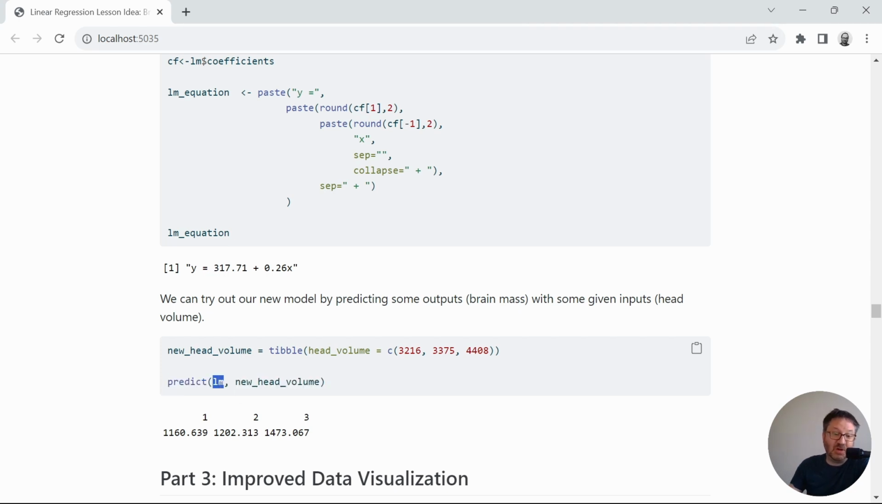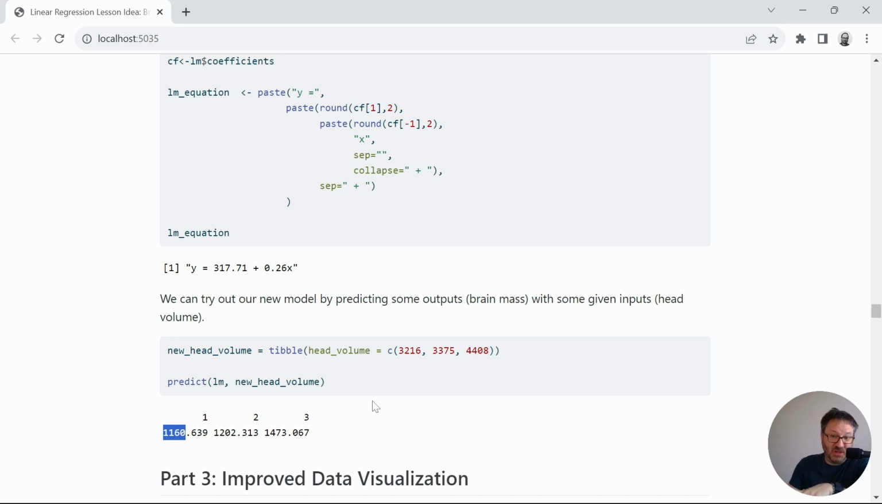So we just tell it what model we're using, which is LM as we called it, and then we're using the data set here that contains our test values, and then that gives us some prediction. So the way you could read that is if the head volume is about 3.2 liters, then the brain mass would be about 1.16 kilograms. That's the end of part 2.